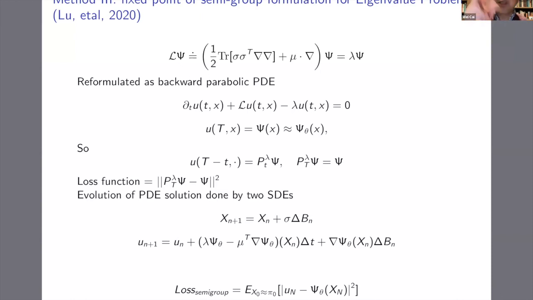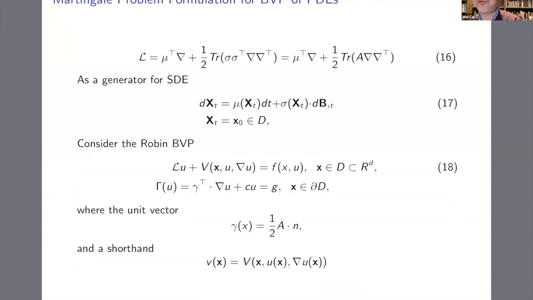So now one approach is a little bit different. We used a Martingale problem formulation of PDEs for boundary value problems. So let's consider this differential operator L. In this case, we have the second order and first order terms, the convection and diffusion. So this actually is the generator of this SDEs.